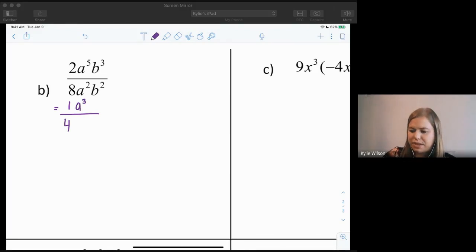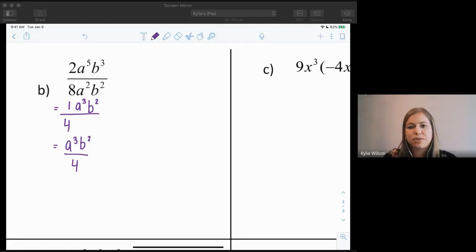Next, I have b to the power of 3 over b to the 2. Keep my base, subtract my exponents. So I don't need to write that 1 in the numerator. This would be proper form. I do like to just throw in an intermediate step so you can see how I reduce that fraction. But if you can just jump to the final step, that's absolutely okay.